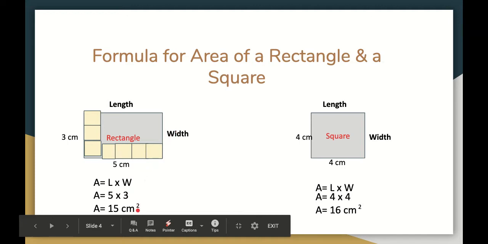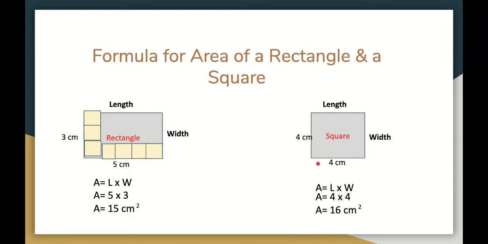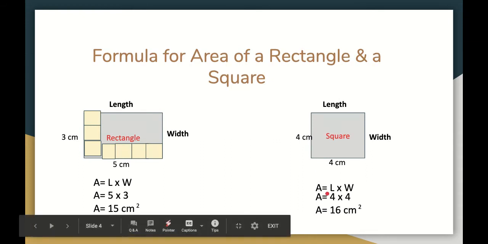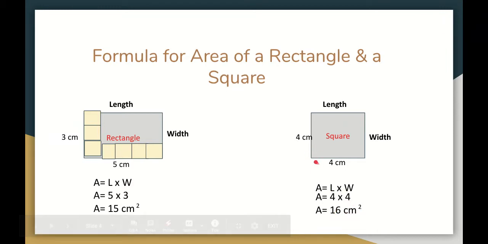This floating 2 is a squared symbol. We can also write out the word squared. Here I have a square, which means that my length and my width are equal. My length is 4 and my width is 4 centimeters. So when I multiply those, I get 16 centimeters squared, which means 16 little squares that are 1 centimeter by 1 centimeter would fit into this square.